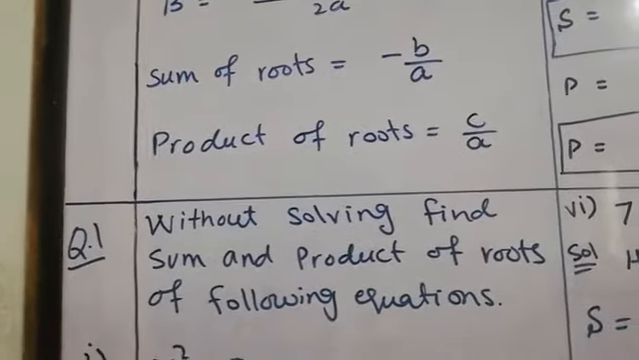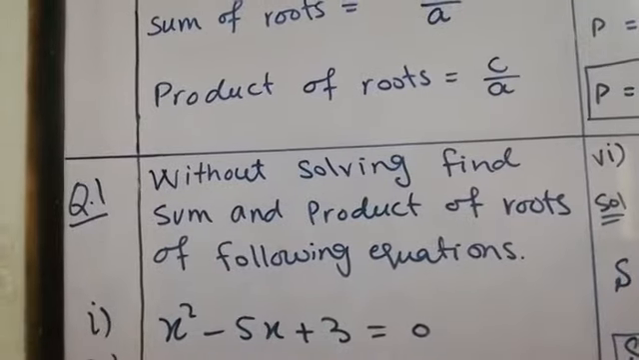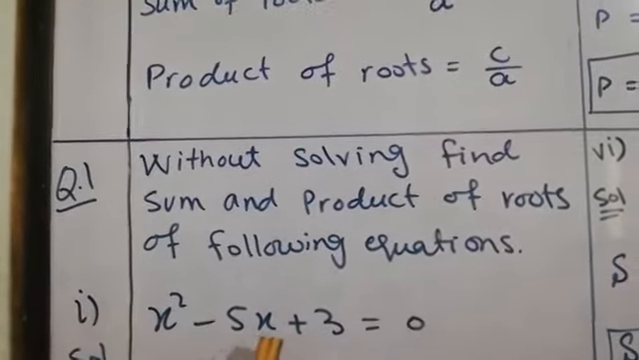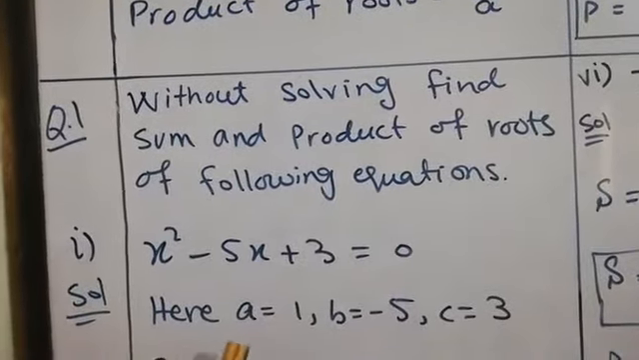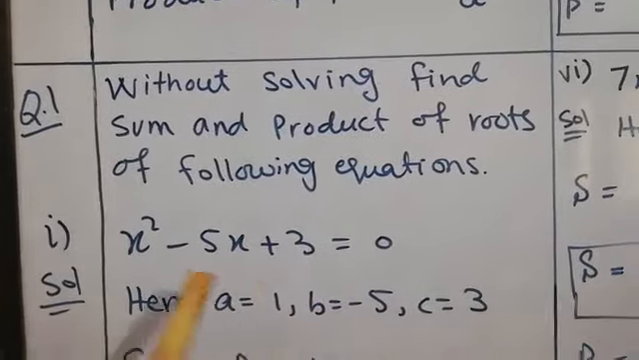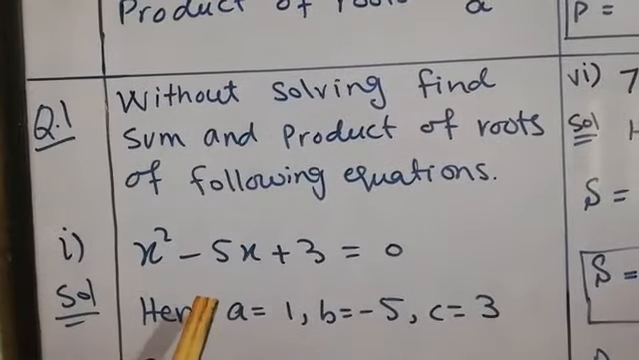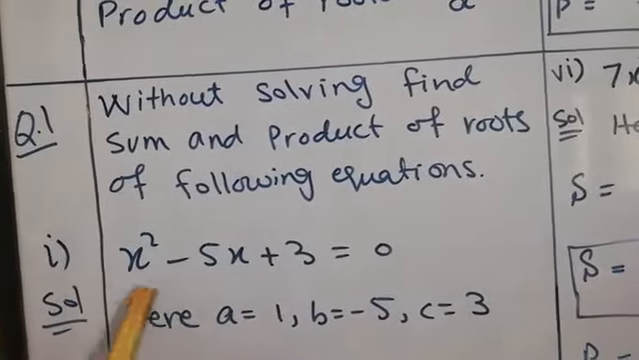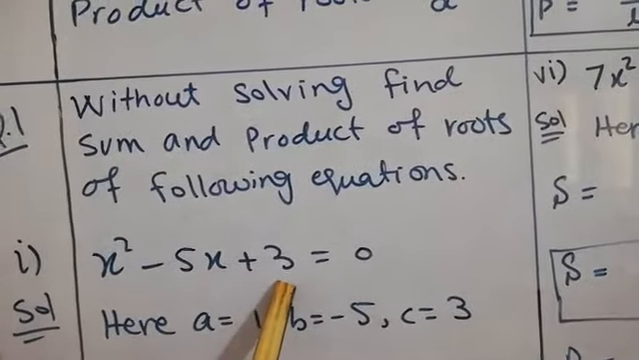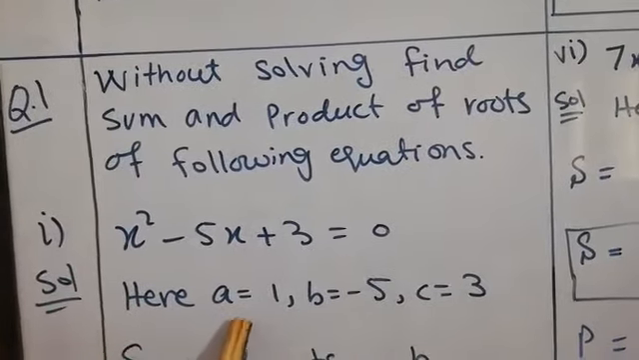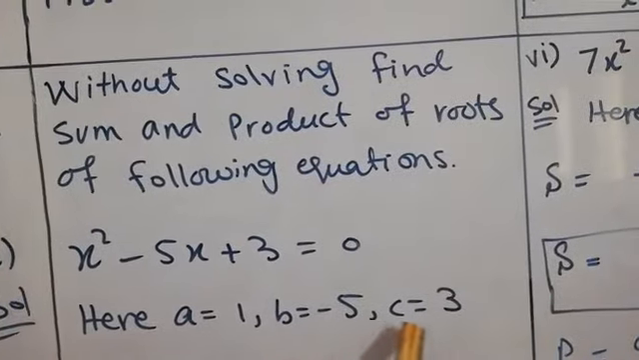This is a very simple and very easy method. First part is given: x square minus 5x plus 3 equals 0. First of all, we will find the values of a, b and c like we do for the quadratic formula. The coefficient of x square is a, the coefficient of x is b, and the constant value is c. So write the values: a equals 1, b equals minus 5 and c equals 3.